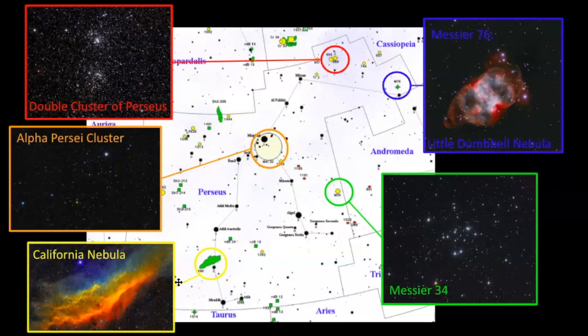It's not everything that's located in the boundaries of Perseus, but these are the objects you should focus on when trying to find Perseus. And if you have binoculars or a telescope, these are some areas you can focus in on. So up here is the double cluster of Perseus. These are two open clusters that are right next to each other. There's the Alpha Persei cluster, the California Nebula down here. This is another open cluster, Messier 34. And here we have a planetary nebula called the Little Dumbbell Nebula. So let's go ahead and take a closer look at each of these.